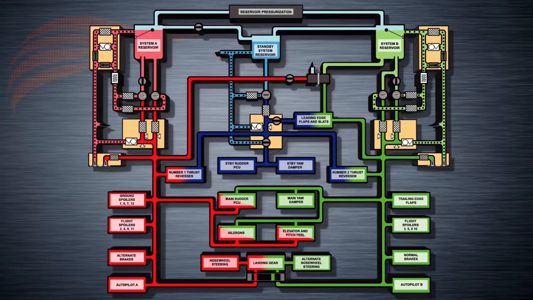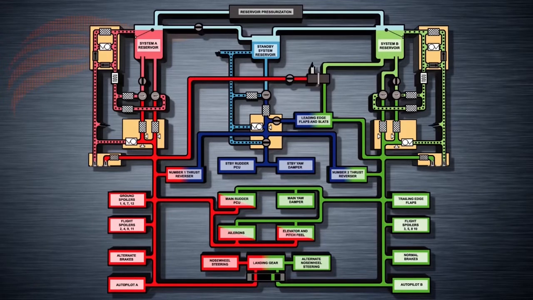Systems A and B are the two main hydraulic systems on the 737. They are independent systems, yet power many of the same components. There are several components that are only powered by one of the two systems, however, so it is important to know which components are covered by which hydraulic system.